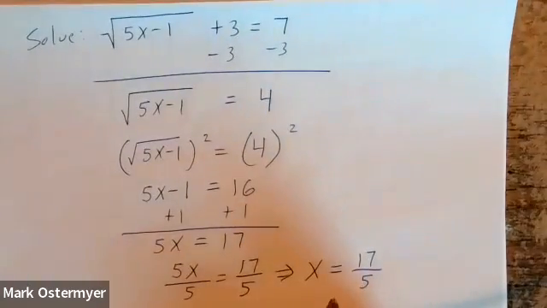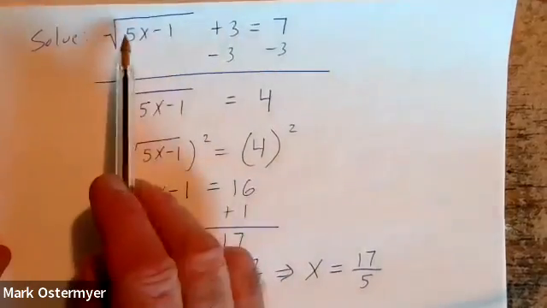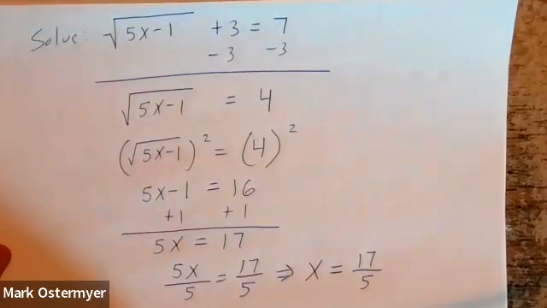Well, ladies and gentlemen, we have got to check our answer back in our original equation because we do have an even root in our equation. We got a square root. So whenever you have even roots in a radical equation, you always have to check your answer or answers back into the original equation and make sure that they do check out.